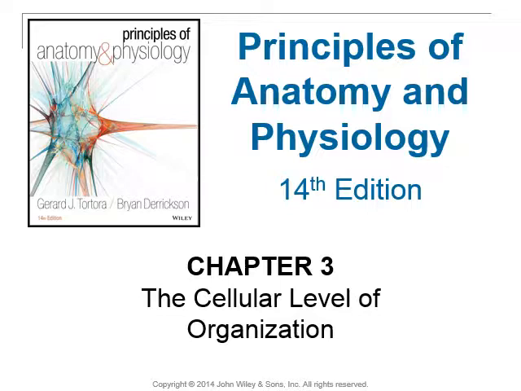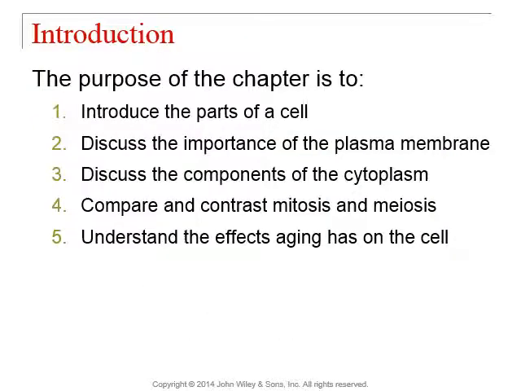Chapter 3 will take us to the next level of organization, which will be the cellular level organization. This will be the last chapter that should be relatively familiar to most of you from either high school biology or from biology 1 and 2 at the college level. In this chapter, we'll talk about the different parts of the animal cell.